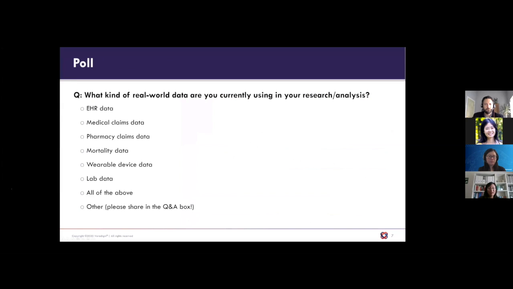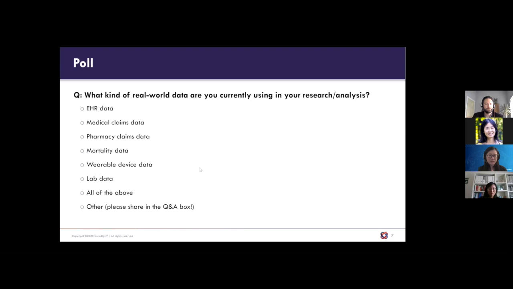So before we dive in, let's just quickly pause for a poll. So the question that we really want to understand from this audience, and it might also be helpful for you to understand amongst the other attendees for today, is what kind of real-world data are you currently using in your research? You can go ahead and select, and we will show the results shortly. And it looks like the results are in. So about 60% of people are using medical claims, 50% using pharmacy claims, and also quite a large percent using EHR data. Thank you very much, audience.